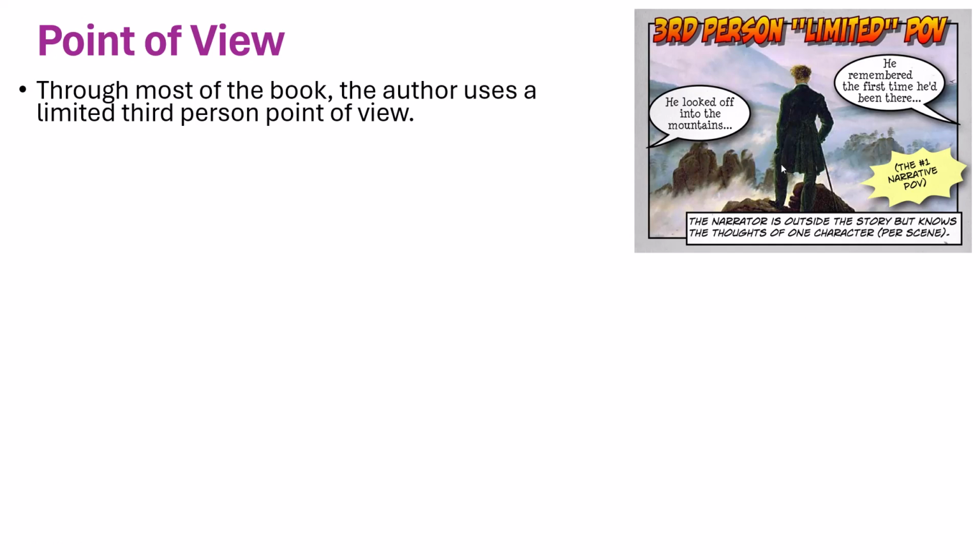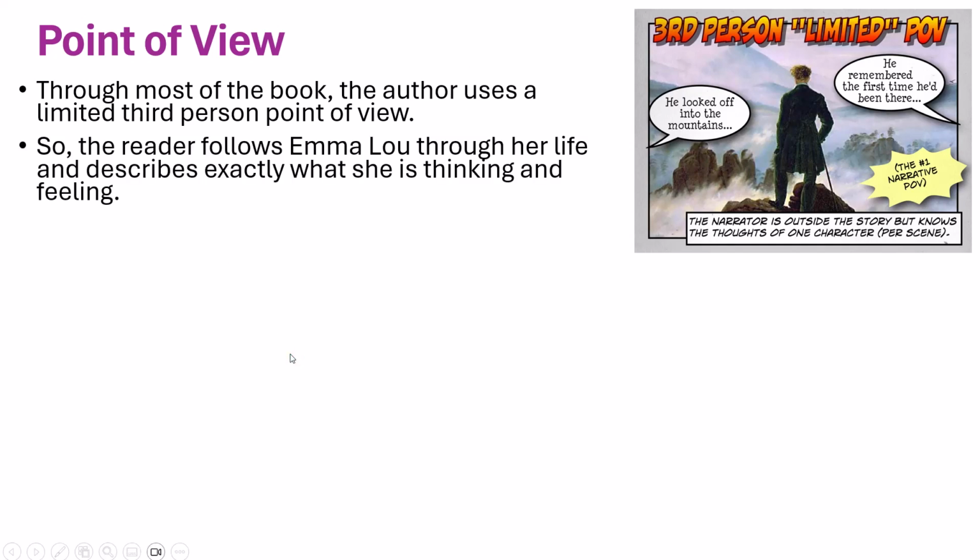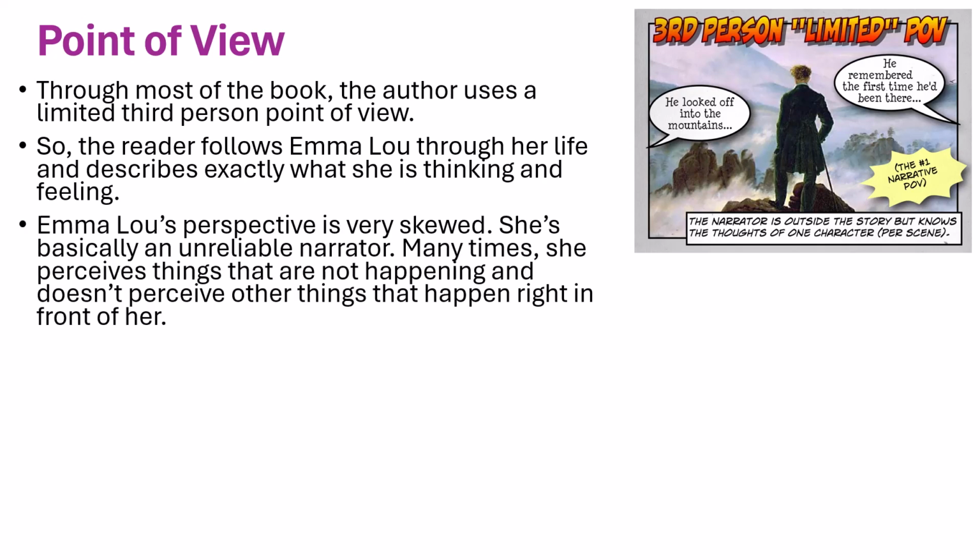Through most of the book, the author is using what's called a limited third-person point of view. So here's an example. He looked off into the mountains. He remembered the time he'd been there last, right? It's focusing mostly on one person and following them throughout the story. So for most of the book, you know what Emma Lou knows. Then, in some situations, describing what she's thinking and feeling, her perspective is very skewed. She's not telling the story. It's not first person. I felt this, I think that.